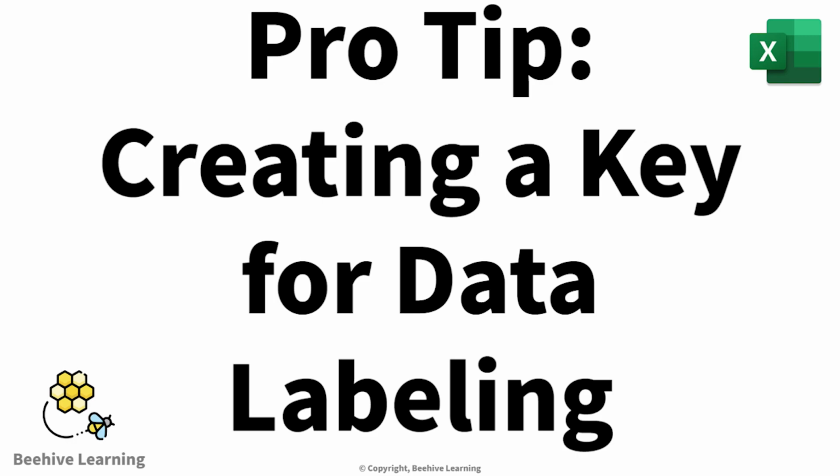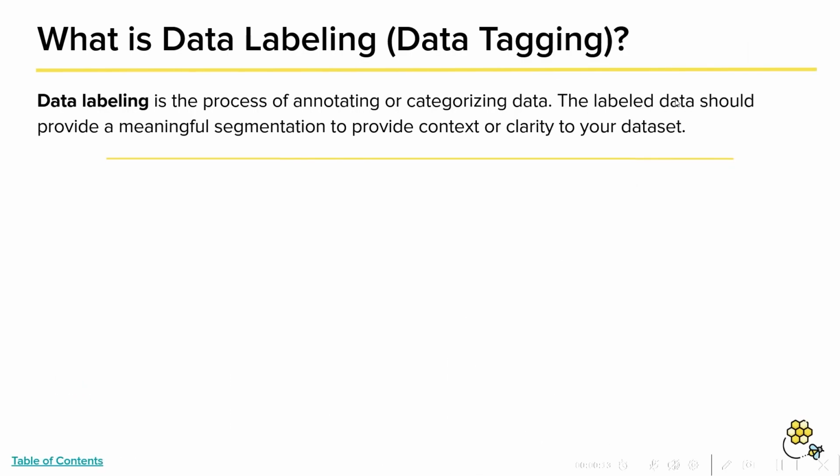Data labeling is the process of categorizing, annotating, or tagging datasets to create meaningful segmentation that can be used for analysis. This can involve adding labels, descriptions, or annotations to images, videos, text, or any other type of data to provide context or clarity to that data. Although in Microsoft Excel, we mostly work with text data. The goal of data labeling is to create high quality, accurate, and consistent data that can be easily manipulated and aggregated to provide actionable insights.